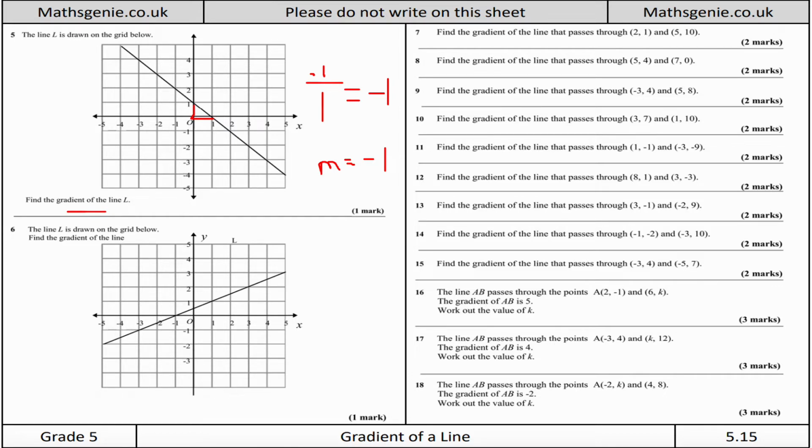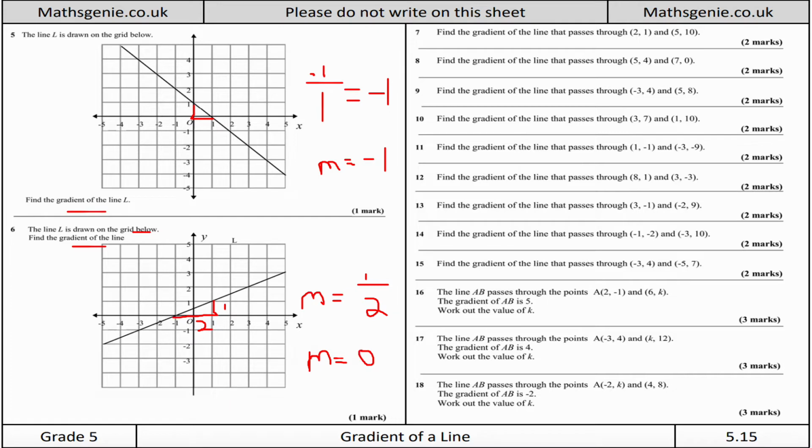This is question number 6, guys. The line L is drawn on the grid below. Find the gradient of the line. So again, I go across 2 and then up 1. The gradient this time is the change in y, which is 1, divided by the change in x, which is equal to 2. So m is equal to a half, or 1/2, or 0.5.